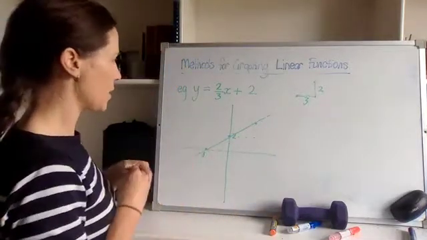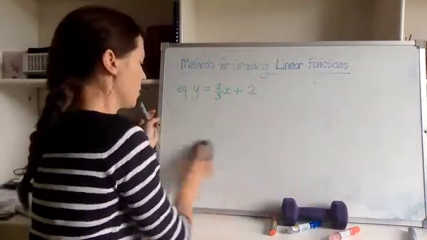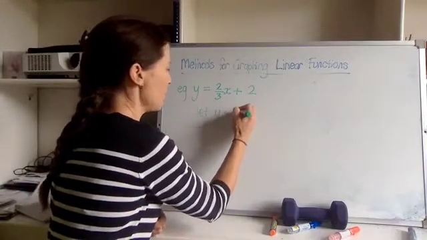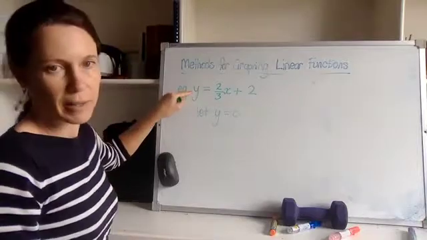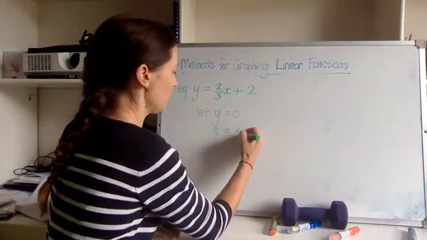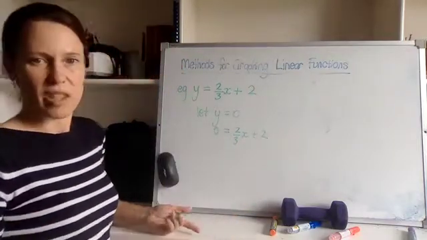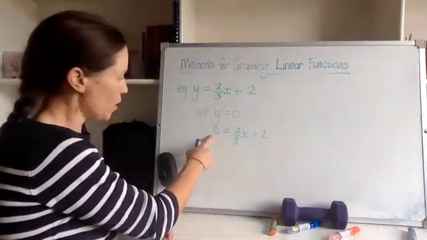Okay, how would we do this if we were finding intercepts? Well, if we're finding intercepts, we would say, all right, let's let y equal 0, and we'll solve it for x. So we rewrite the equation, but don't write y, write 0. So we'd say, okay, 0 equals 2/3 x plus 2. Now we need to solve this. Now, fractions aren't very nice. Let's get rid of fractions by multiplying everything by 3.